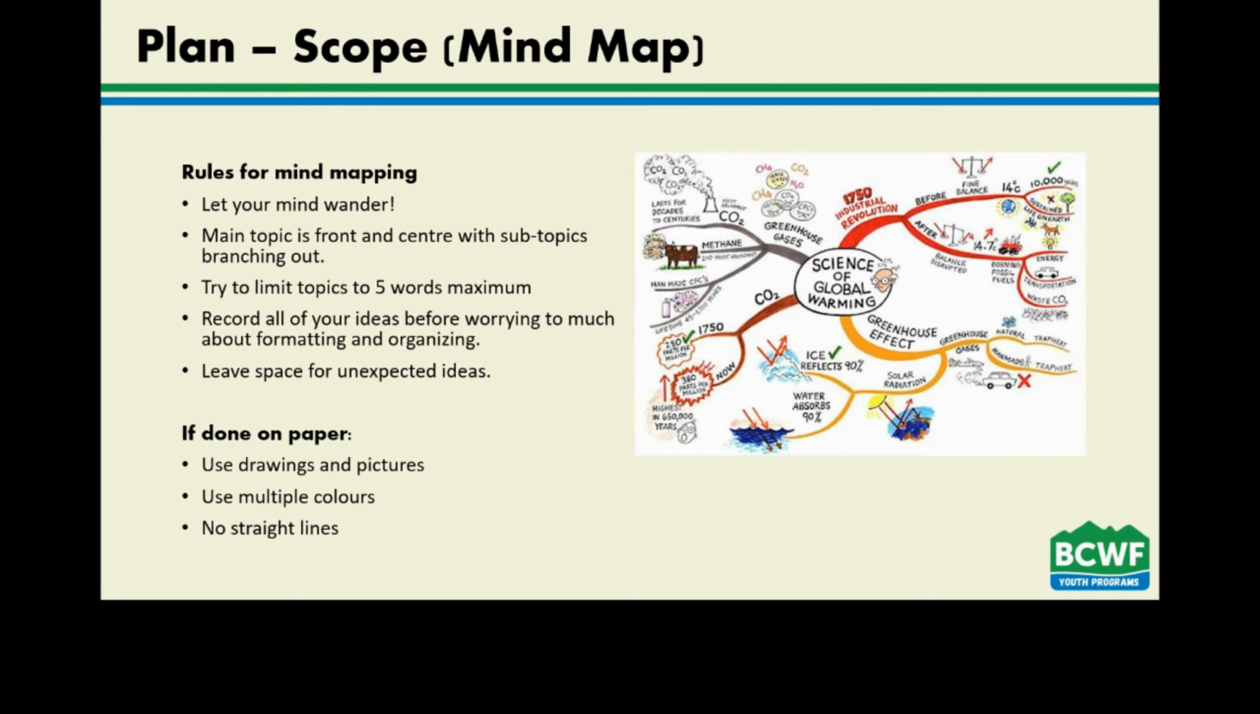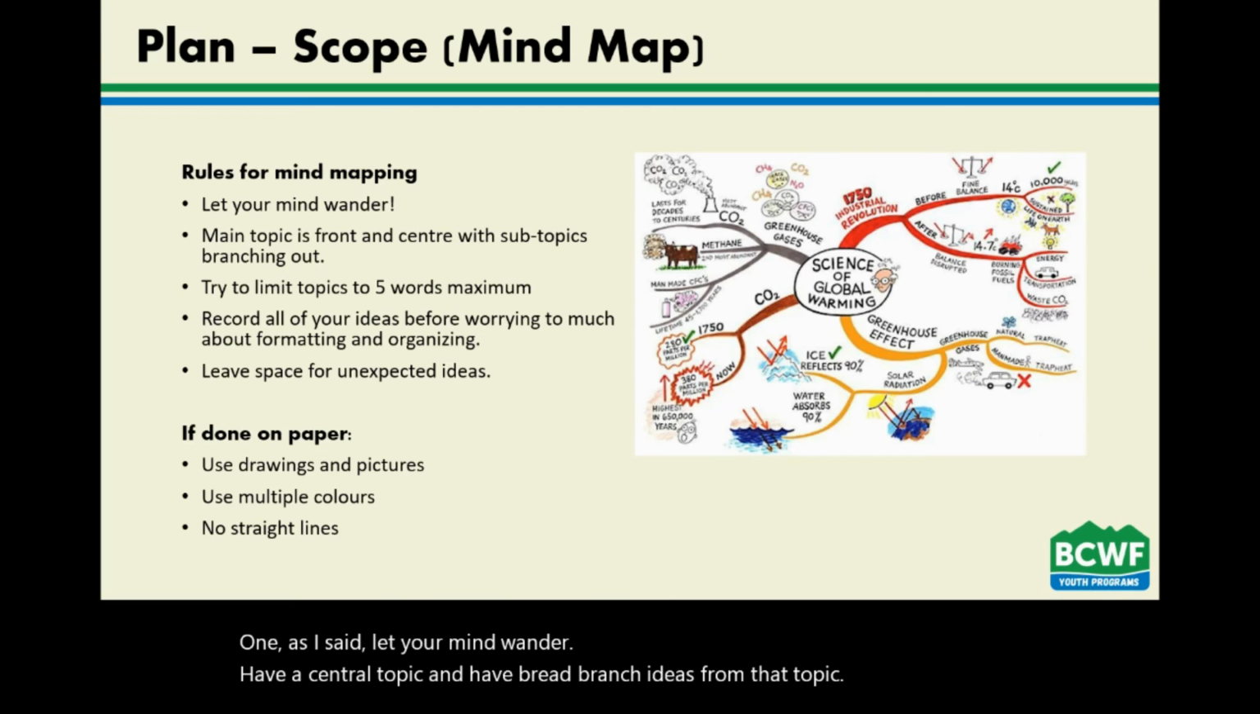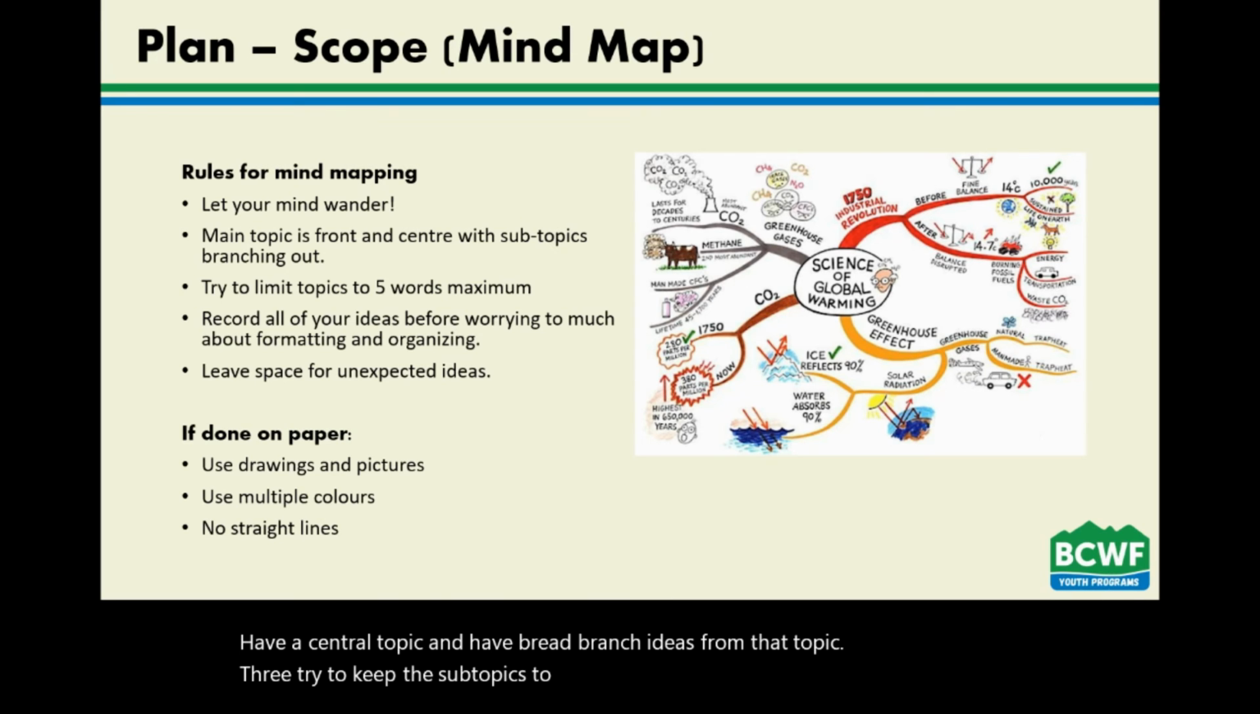To effectively do a mind map, there are a few rules to consider. 1, as I said, let your mind wander. 2, have a central topic and have branch ideas from that topic. 3, try to keep the subtopics to 5 words or less. You can write down info so you don't forget, but the main point of a mind map is to not get stuck in the details just yet. Save that for your project plan. 4, record all your ideas. And 5, leave lots of space for new ideas.